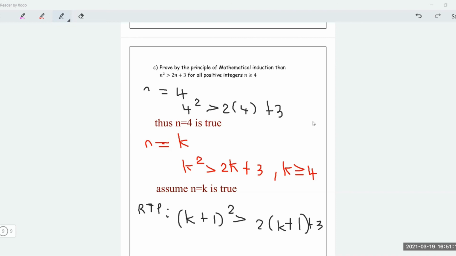All right, so let's go ahead and take on that. First we have to start with what we know. What do we know? We know k squared is greater than 2k plus 3. Now what else do we know? We don't know anything else.